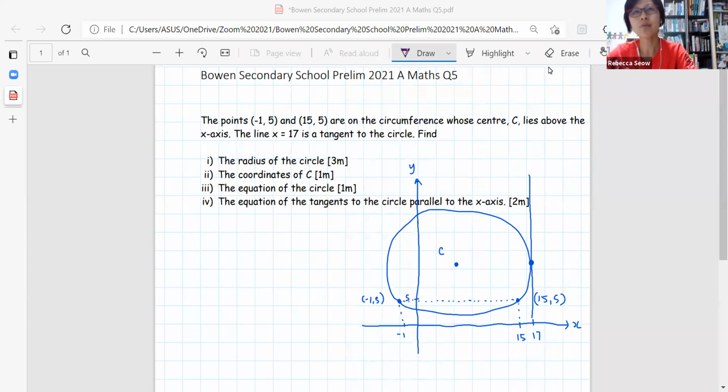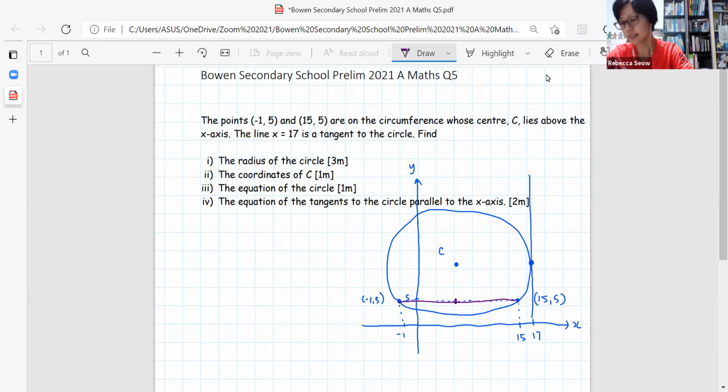So now let's try to find the radius of the circle. Taking a look at (-1, 5) and (15, 5), if we are able to find the distance between these 2 points, we would be able to find where the midpoint is. When we find the midpoint, the x-coordinate of this midpoint will be the x-coordinate of the center of the circle.